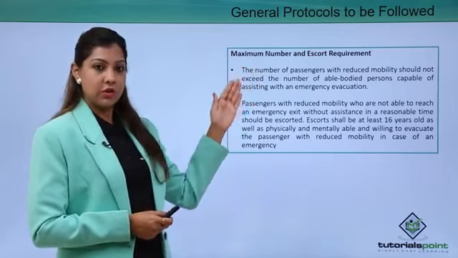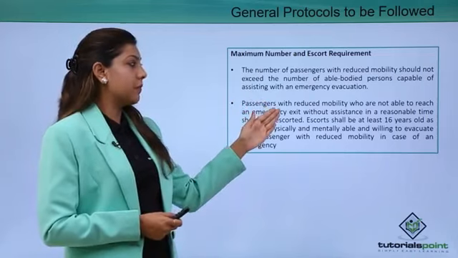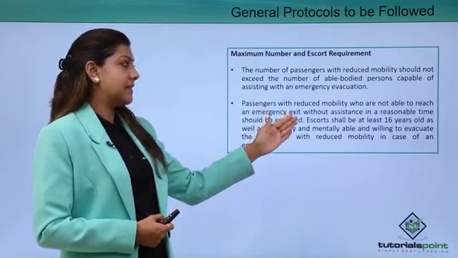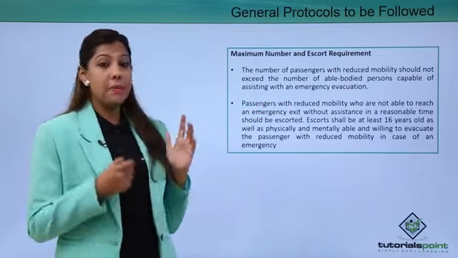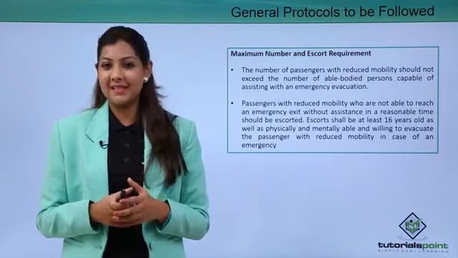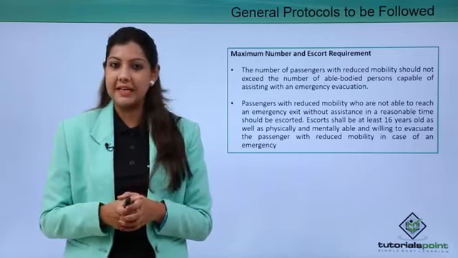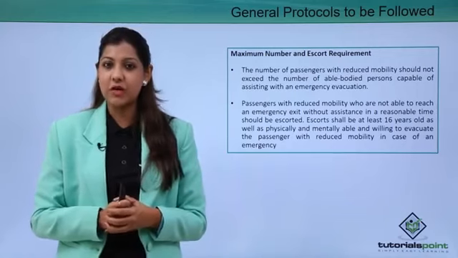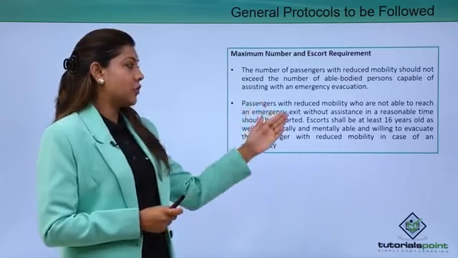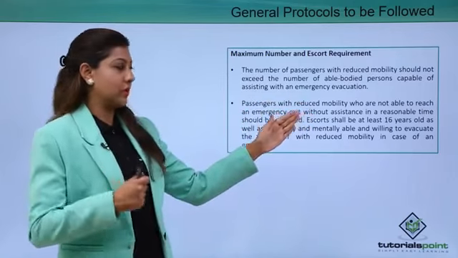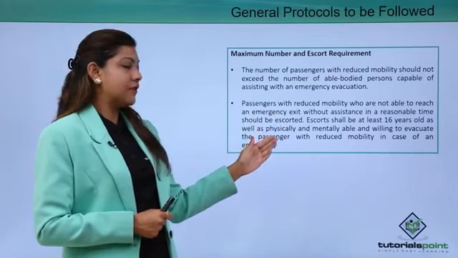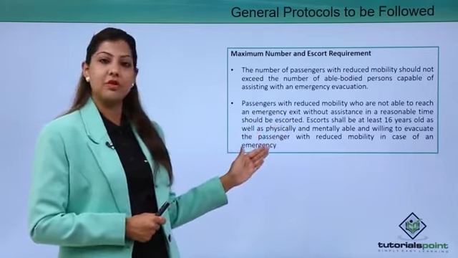With regards to escort requirement, passengers with reduced mobility who are not able to reach an emergency exit without assistance in a reasonable time should be escorted. So whoever is traveling with reduced mobility, like a wheelchair or a stick, needs to have an escort traveling with them, and this escort needs to be at least 16 years old or older, as well as physically and mentally able and willing to evacuate the passenger with reduced mobility in case of an emergency.